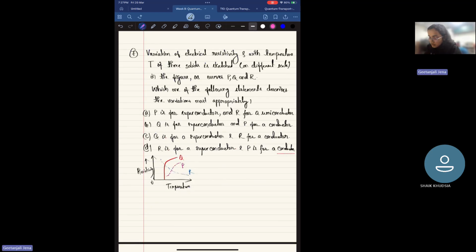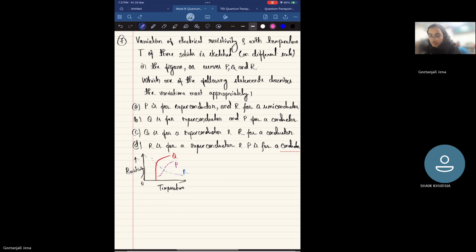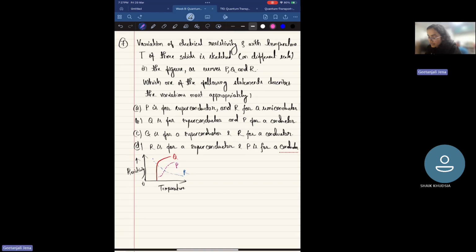Question number 7. It's given the variation of electrical resistivity with temperature of three solids, which is plotted on different scales. So we have three solids, which are Q, P, and R, and their variation of resistivity with respect to temperature is given. Which one of the following statements describes the variation most appropriately?